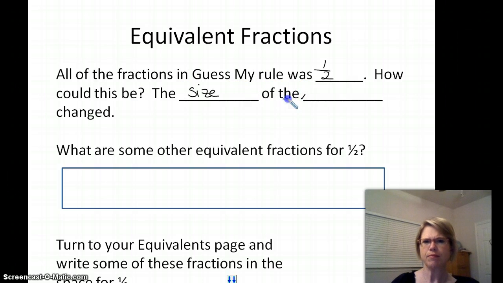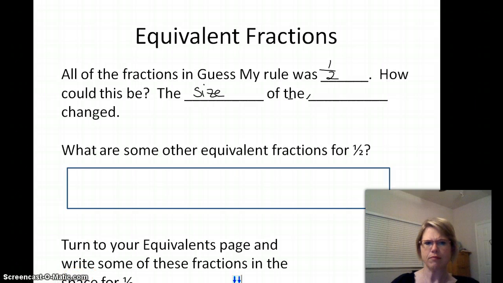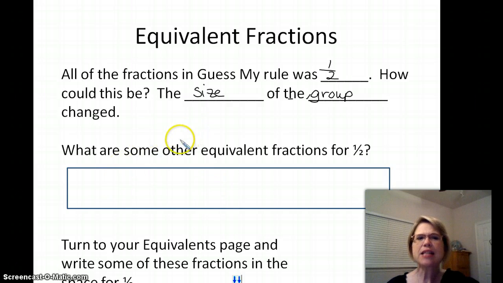Sorry guys, my pen wasn't working, so I had to kind of wake it up. So the size of the group changed. Okay, so let's think about some other equivalent fractions for 1/2. There's lots of things for 1/2. So I'm going to try to start you off with some denominators, and you tell me what some good numerators would be.